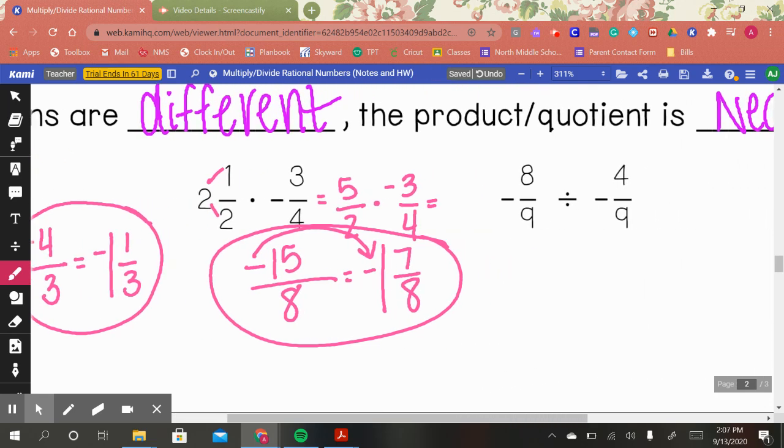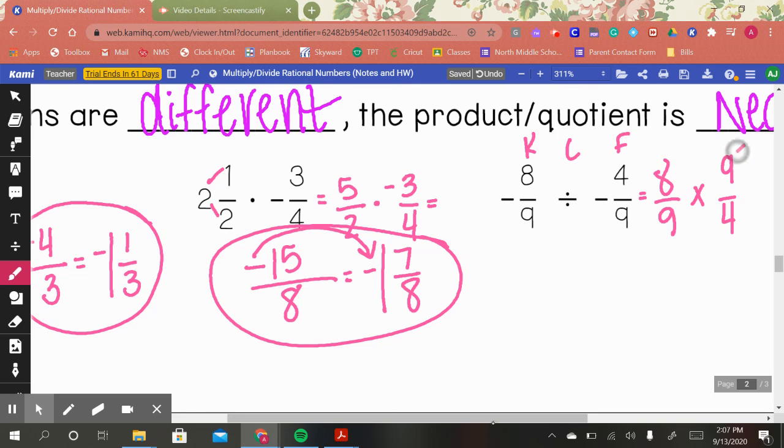All right, I have 2 negatives on this one, so it looks like we goofed again. So these are same signs, positive answer. And we need to do keep, change, flip here. I have 8/9 and change it to a multiplication, and then I have 9/4. And again, I'm going to go ahead and drop those negative signs because I know my answer is positive.